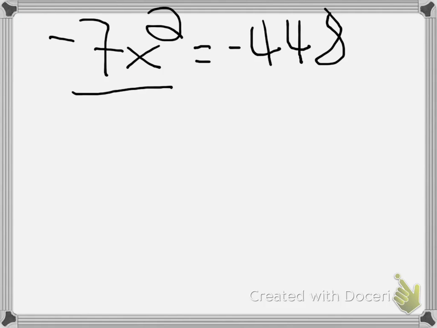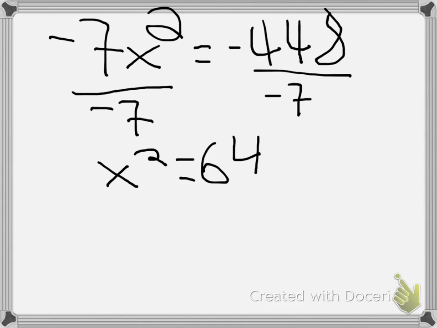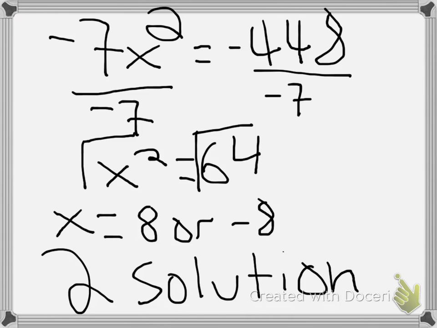The first problem we have is negative 7x squared equals 448. We start by doing PEMDAS backwards, so we subtract 7 from both sides, divide from 7. X squared equals 64 is what you get. Then you continue doing PEMDAS backwards and you find the square root of both sides. This will give you x equals 8 or negative 8. You have 2 solutions, because 8 times 8 equals 64 and negative 8 times negative 8 also equals 64.